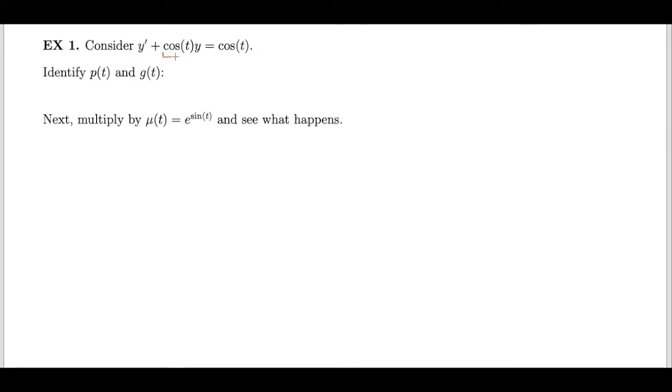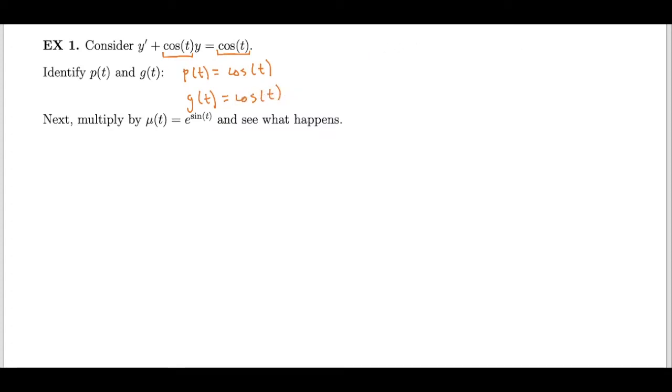So I notice some expression in terms of t's times y, and then on the right-hand side I have some other expression in terms of t's. Those, referencing the standard form stated above, are exactly the two ingredients p of t and g of t. So I like to go ahead and state those explicitly, just so that it's clear. It just so happens in this example that both p of t and g of t are cosine of t. It's kind of a coincidence, that won't happen very often.